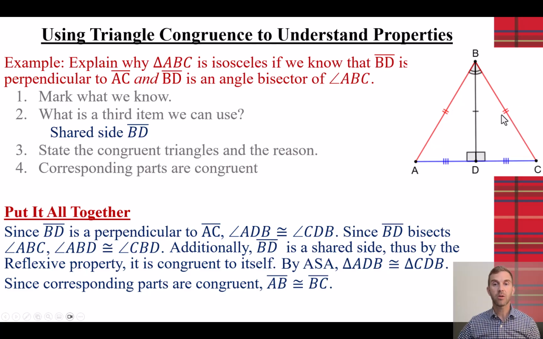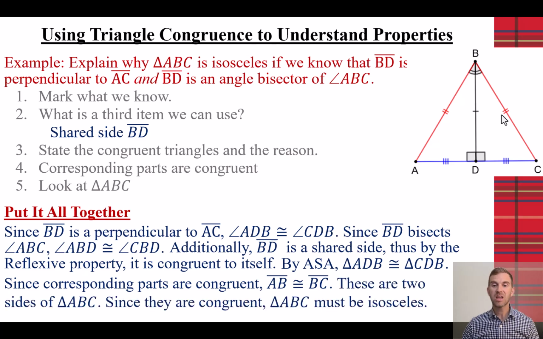And now that we know they're congruent, look at the big triangle. Oh, that's two sides of the large triangle. They're marked as congruent, and since that's part of the definition of being isosceles, we know that triangle ABC must be an isosceles triangle.